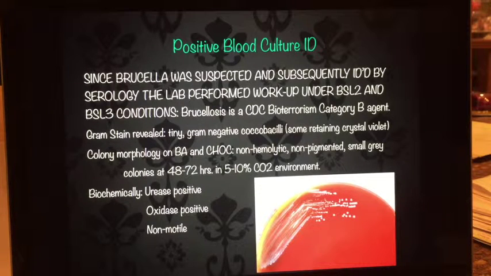And the gram stain, you can see, revealed tiny gram-negative cocobacilli, some retaining crystal violet, and a colony morphology on blood agar and chocolate that was non-hemolytic, non-pigmented, small gray colonies at 48 to 72 hours. We already mentioned prior that Brucella is a slower growing organism, and they grew it in a 5 to 10% CO2 environment. And biochemically, this was urease positive, oxidase positive, and a non-motile organism. This is the end of our second.